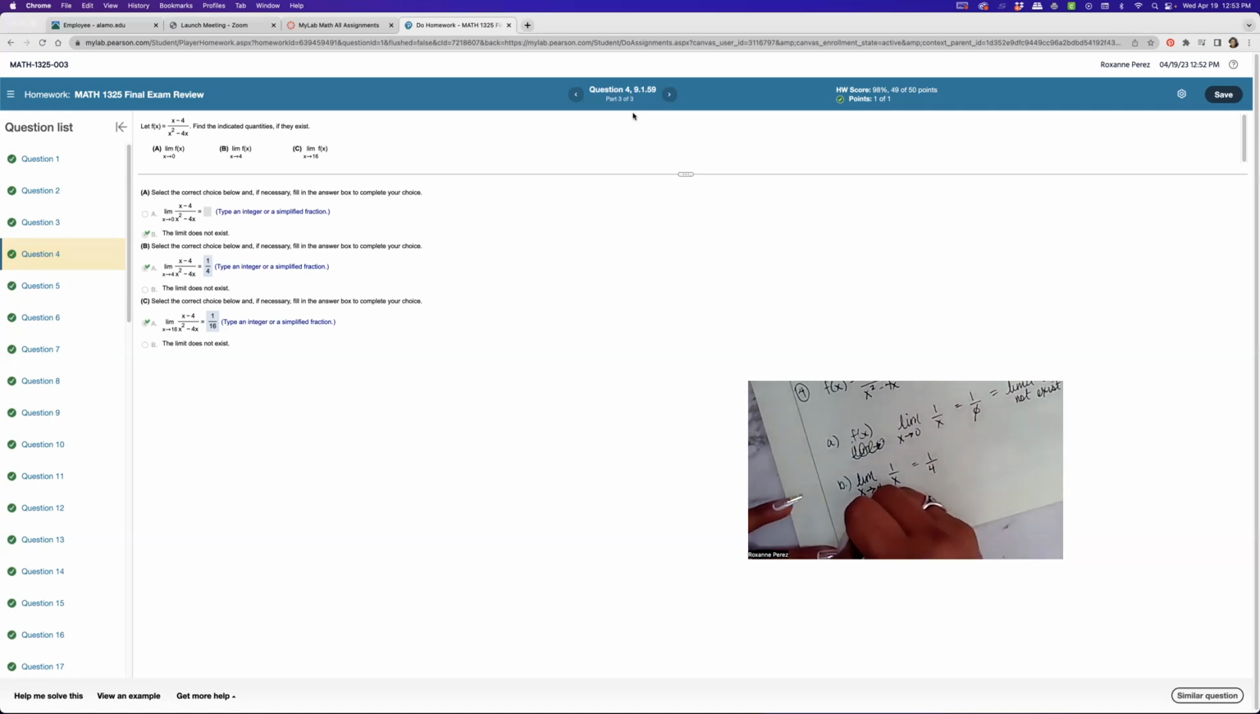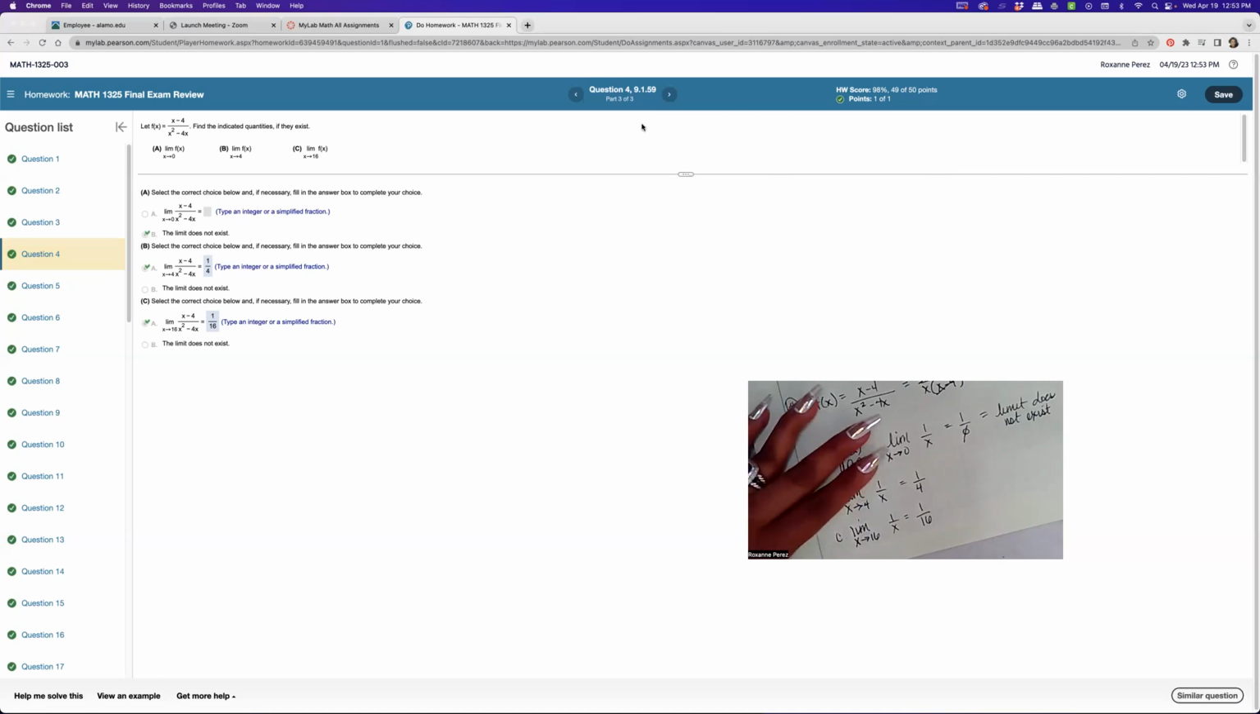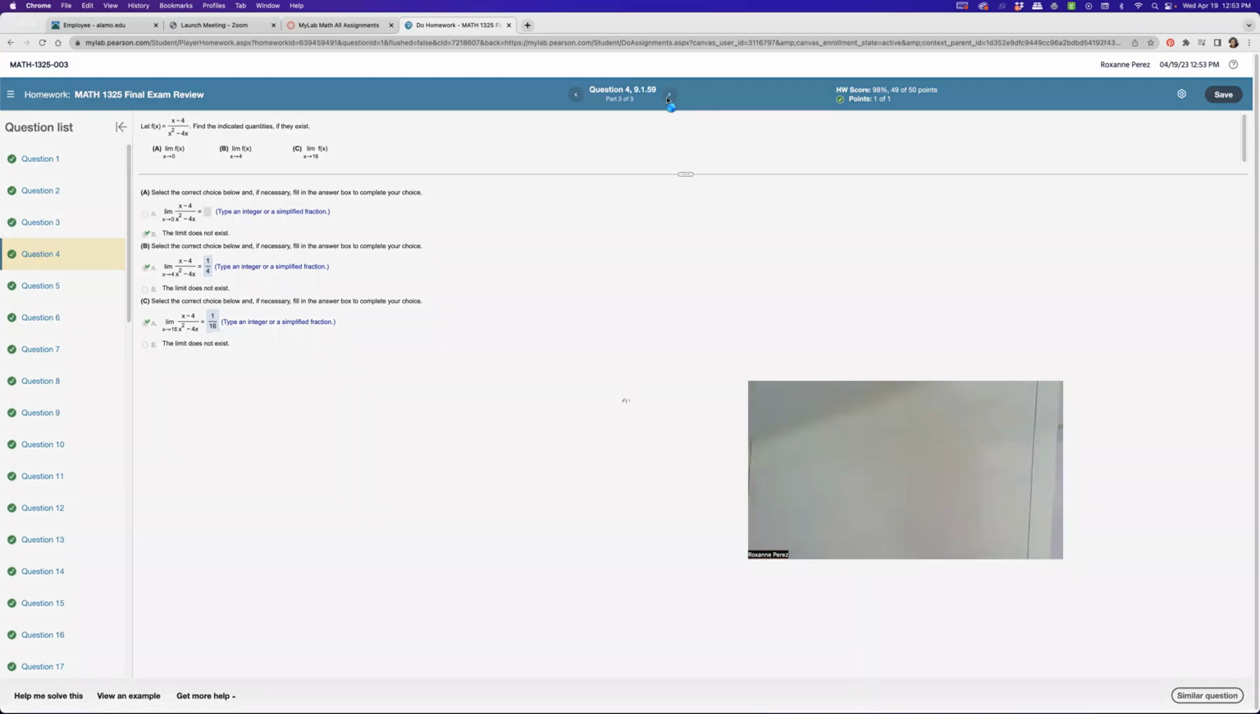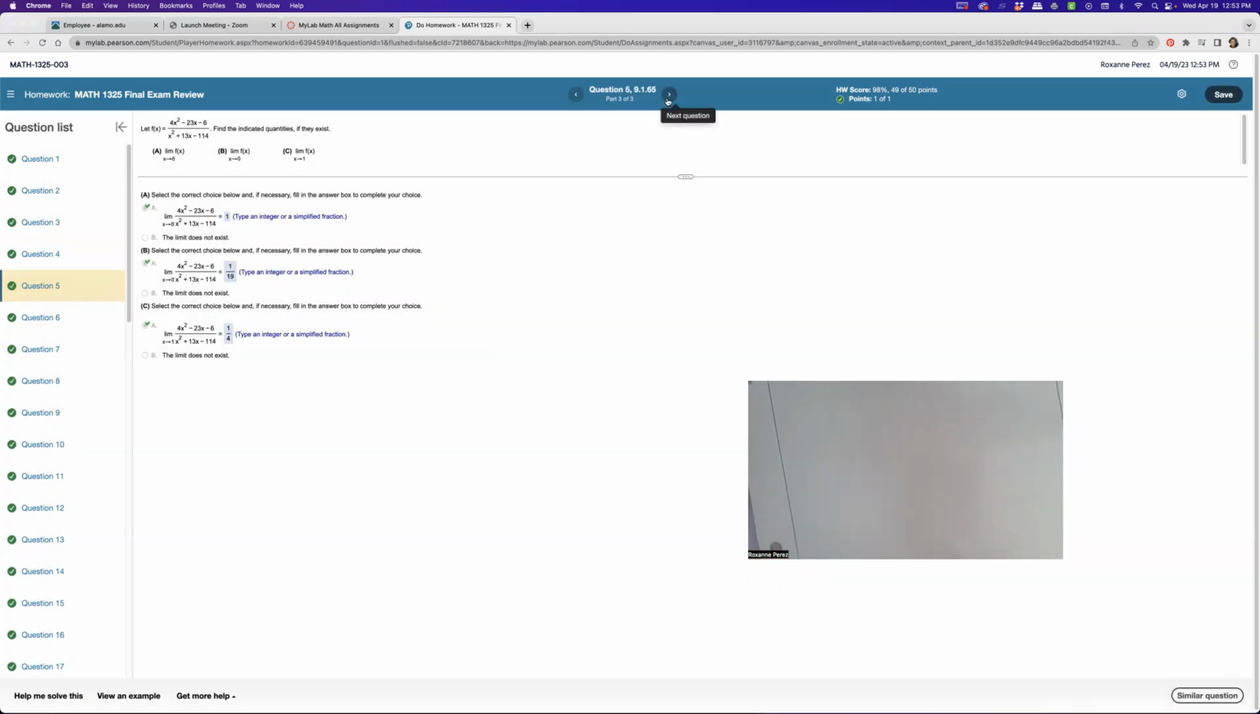And then finally part C, the limit as x approaches 16 equals 1 over 16. All right, that's it for problem 4. Let's keep going. All right, now problem 5.